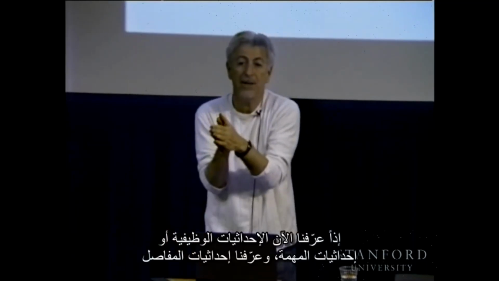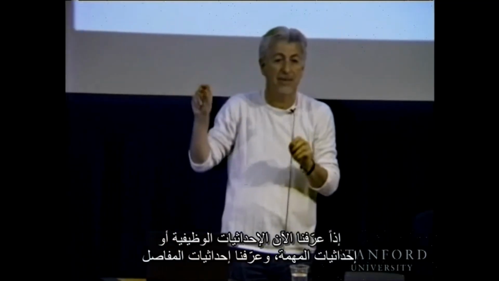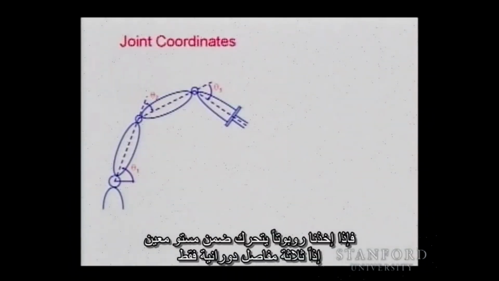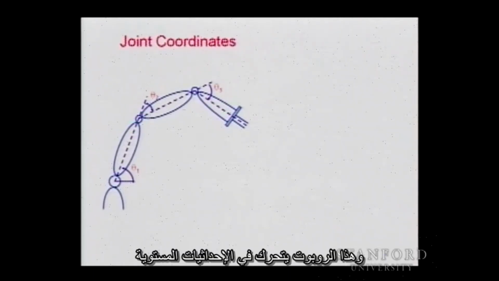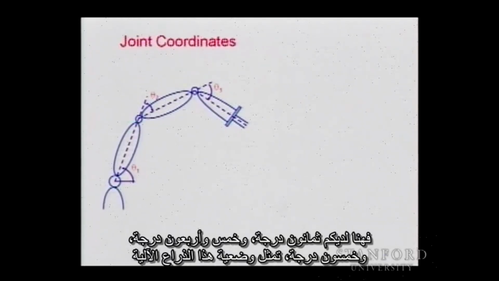So now we defined operational coordinates or task coordinates. We defined joint coordinates. And here is an example. If we take a planar robot, so just 3 revolute joints, theta 1, theta 2, theta 3, and this robot is moving in the plane. So we have a sort of representation of the joints. For example, I don't know, 80 degrees, 45 degrees, and 50 degrees, representing this configuration of the manipulator.